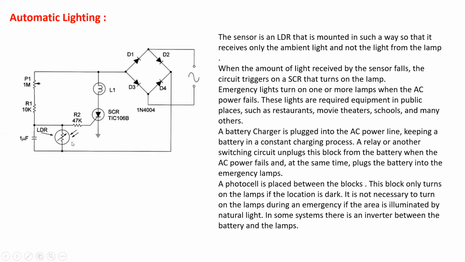A photocell, or the LDR, is connected in the circuit. When there is darkness, the resistance of the LDR increases, whereby the SCR receives the gate pulse. Once the SCR receives the gate pulse, its voltage drops and the lamp, which is connected in series with the SCR, starts glowing.